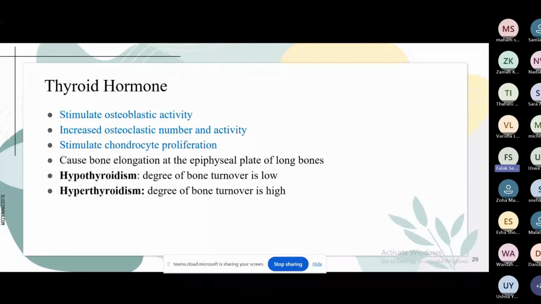If someone is having abnormality in the thyroid levels, the degree of bone turnover will be very slow in case of hypothyroidism, and in those who are suffering from hyperthyroidism, there is increased bone turnover.